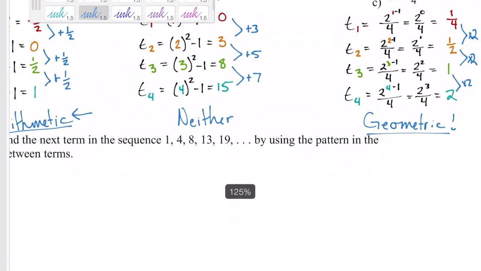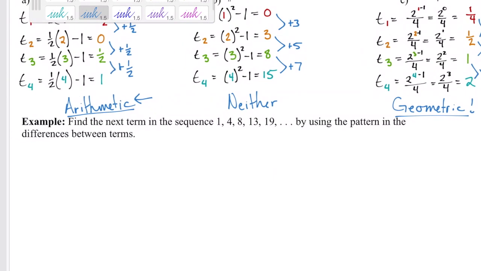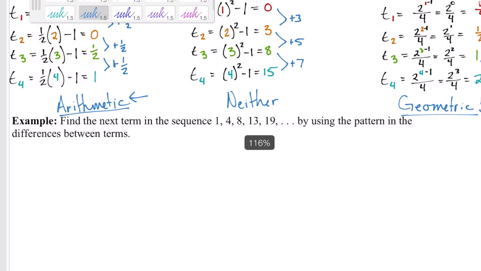All right, so next bit, we're finding the next term in the sequence. So it starts with 1, and then goes to 4, and then goes to 8, and then goes to 13 and 19. So we want to figure out the pattern, how it's going from one term to the next, and we want to continue that pattern.